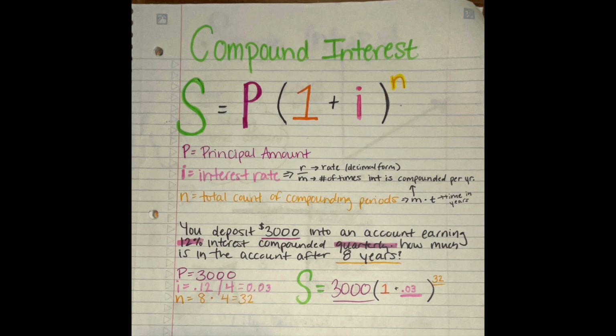N is represented, as I said above, as the total count of the compounding periods. In order to calculate that, we're doing 8, which represents 8 years, times 4, which represents quarterly. That equals 32 periods that the money is being compounded. So for our formula for that one, it would be S equals 3,000, in parentheses, 1 plus 0.03. 0.03 again is that I, and then N would be represented as 32.